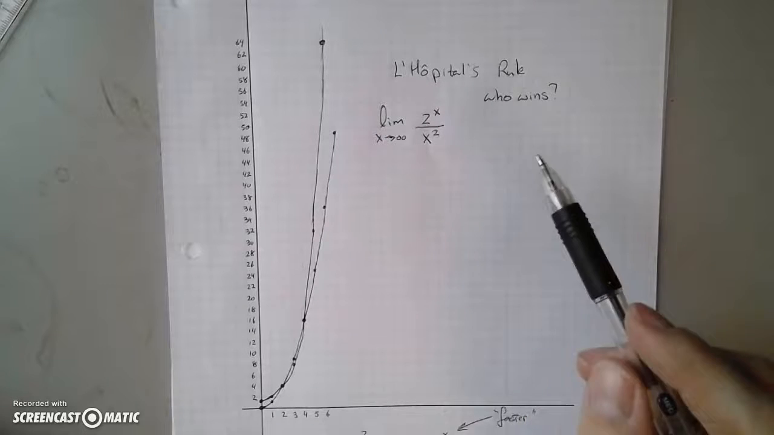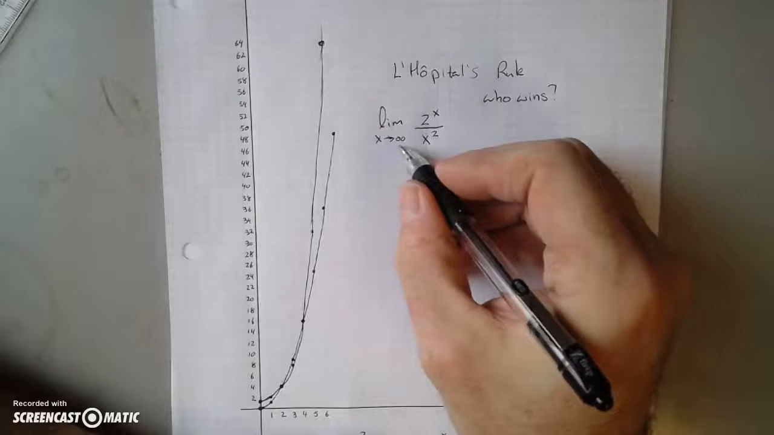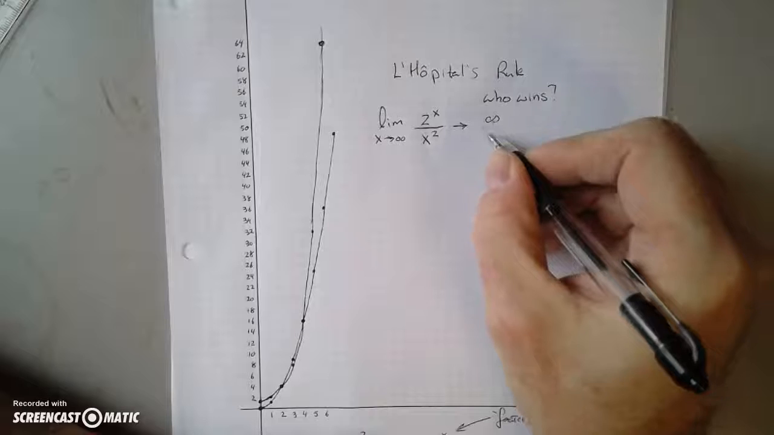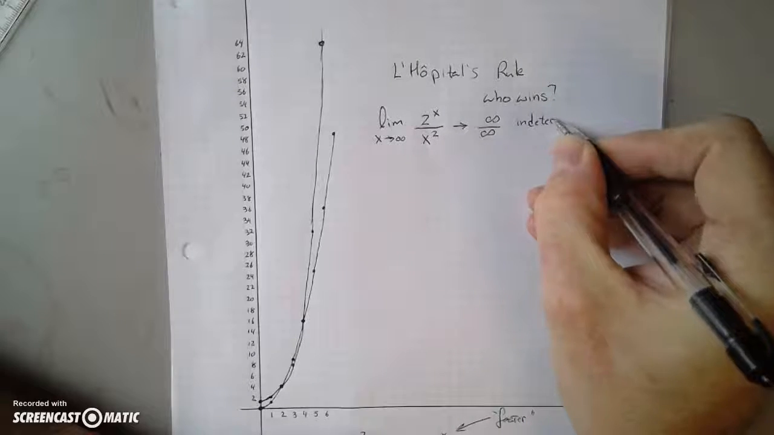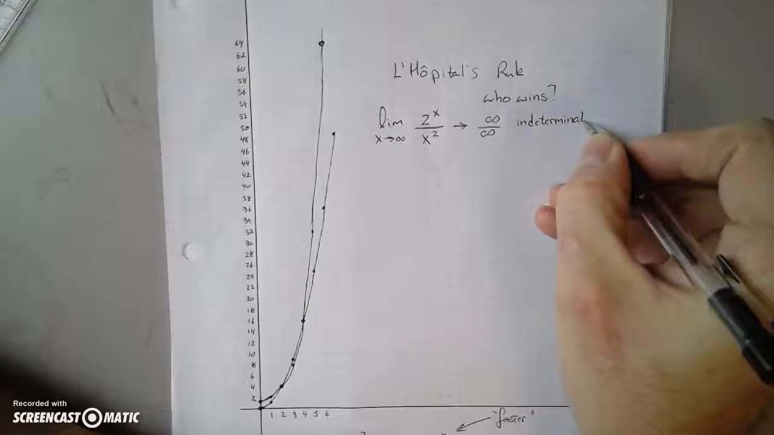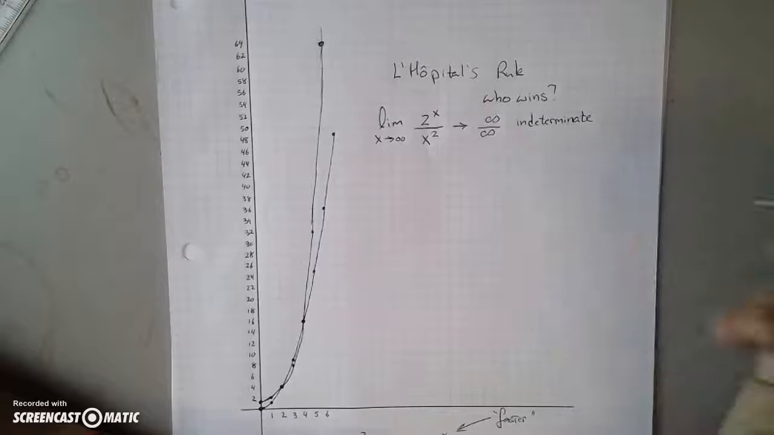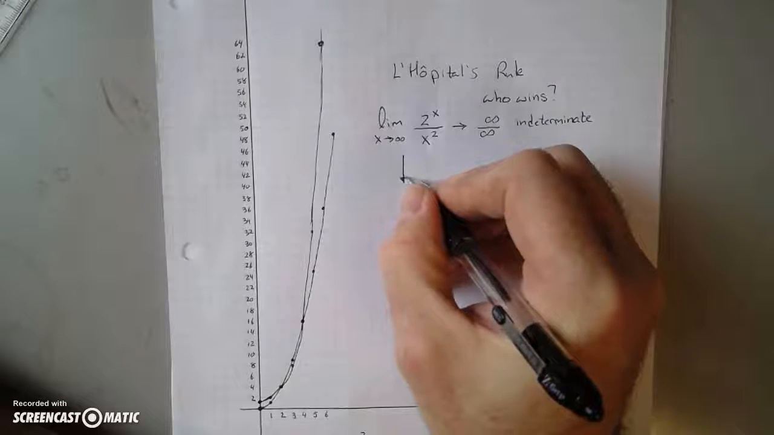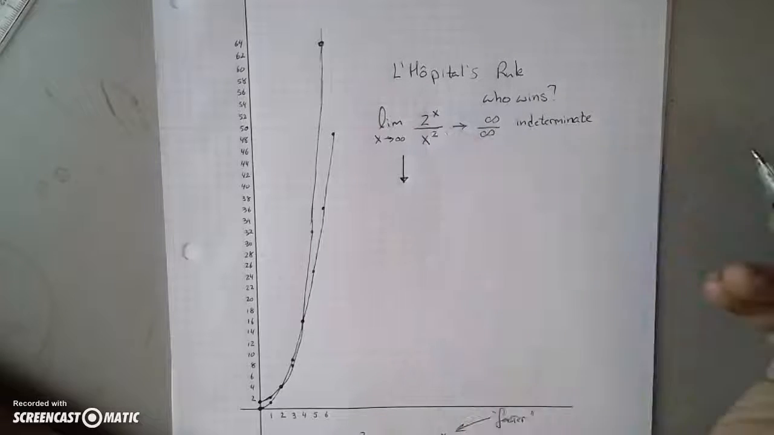Now 2 to the x, it looks like it's growing faster than x squared. Who gets there first? Now right now this is an indeterminate form. It looks like infinity over infinity. Now we can't say anything about that necessarily. It's not necessarily 1, it's not necessarily infinity, it's not 0, it's not 5. It's indeterminate. We have to do more work. What L'Hopital's rule says is that this limit can be redone. So this limit is equivalent to the ratio of derivatives.